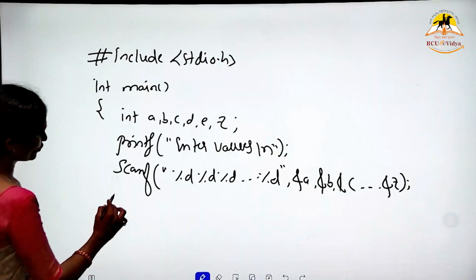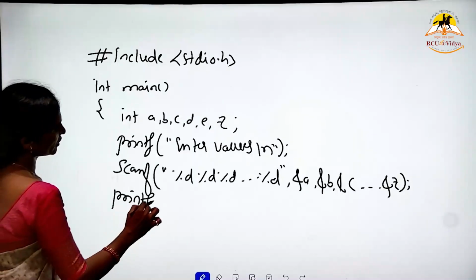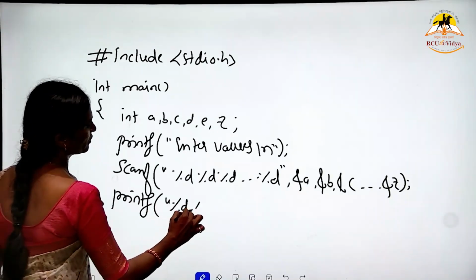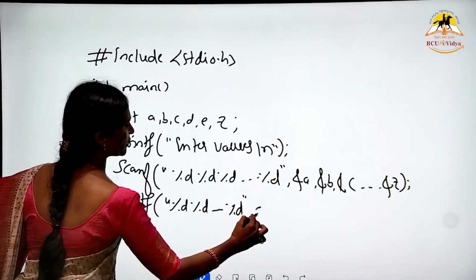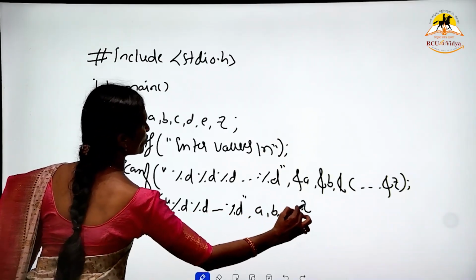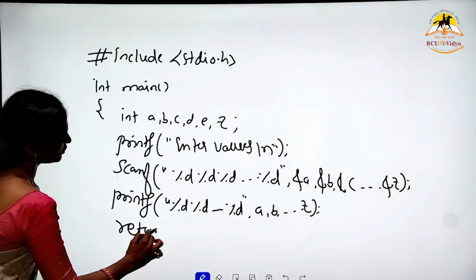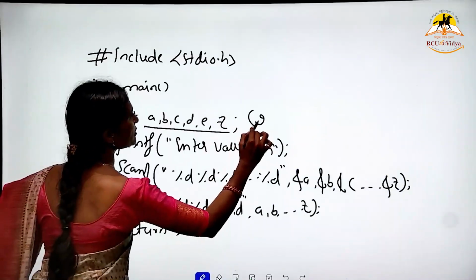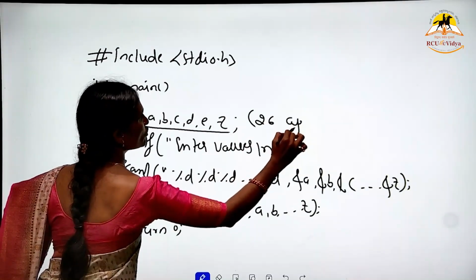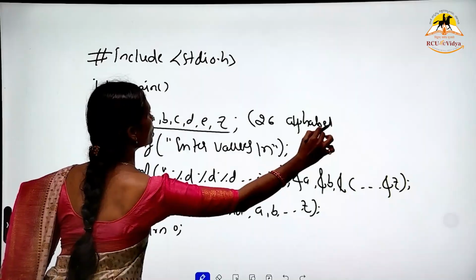Fine. Okay. So if you want to print the values, printf, then %d, so on, %d, then A, B, so on to Z. What happened here? We have written how many characters here? 26 alphabets. So I am reading the values up to 26.